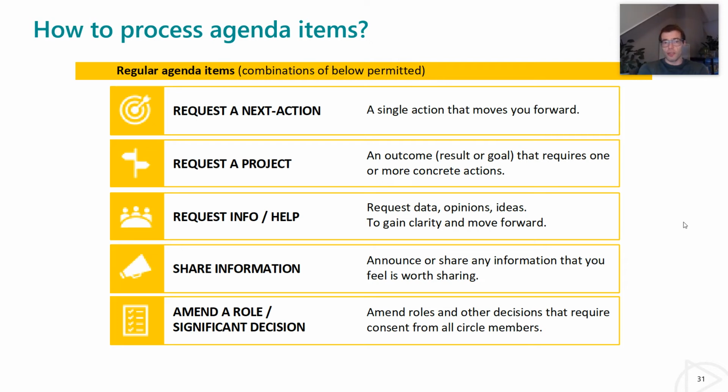The third thing is to request info or help. There are no actions or projects coming out, but it is just to ask if someone can share some data, some opinions, some ideas, sometimes some brainstorming. The fourth item is sharing information. This is really about just updating on something you could have said maybe in the project updates, but to elaborate a bit more or to show something.